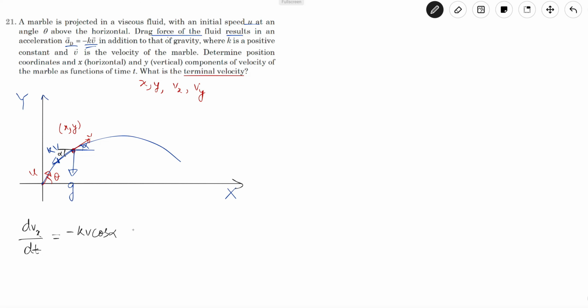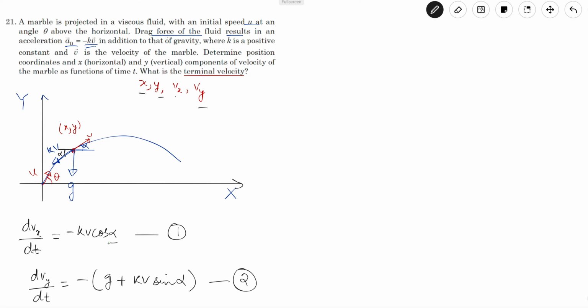Similarly, let's write down the other equation along y direction. dvy over dt, taking vertically upward as positive, is equal to negative of g plus kv sine alpha. This is dvy over dt, the second equation. So only 2 equations we have, and now we have to find x, y, vx, vy. Let's see how we can do that.